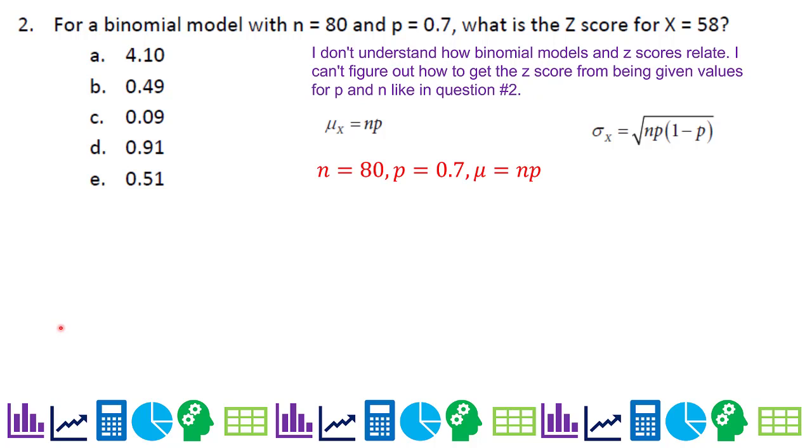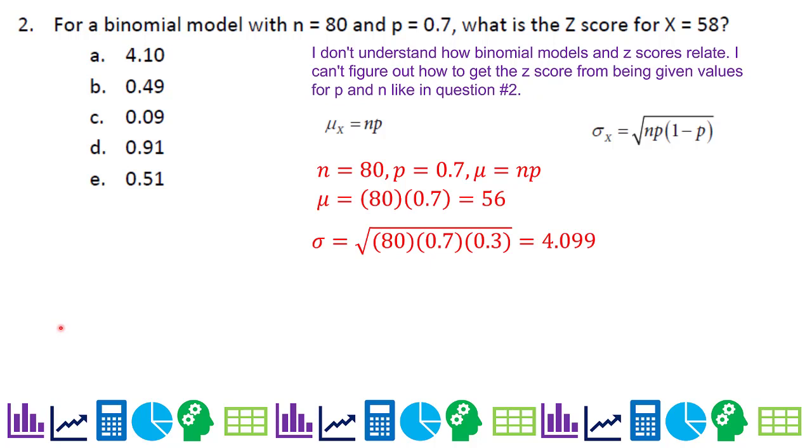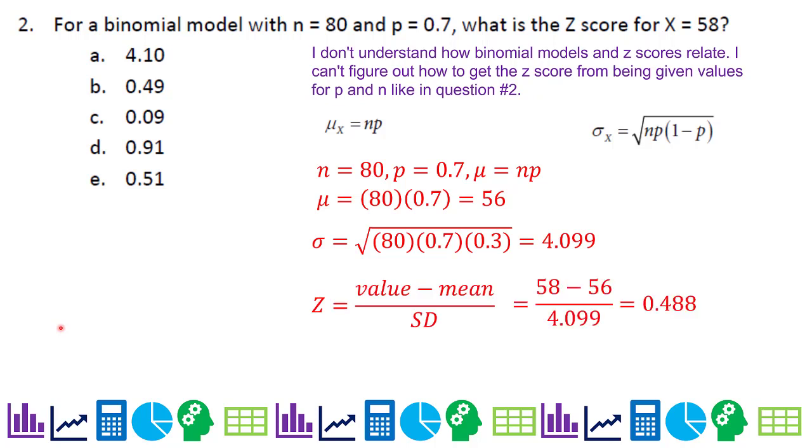Z-scores are not just for normal distributions. So there's our mean. There's our standard deviation: 80 times 0.7 times 0.3, take the square root. Plug in our values, and we get 0.488, which rounds to 0.49.